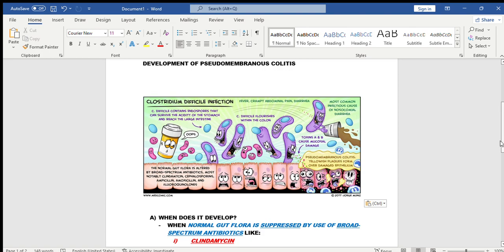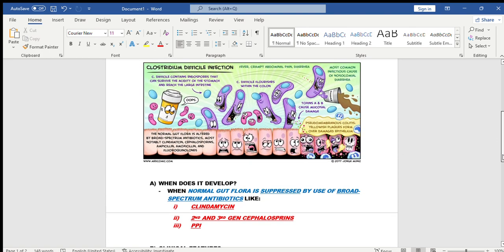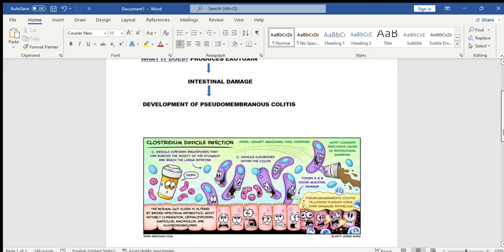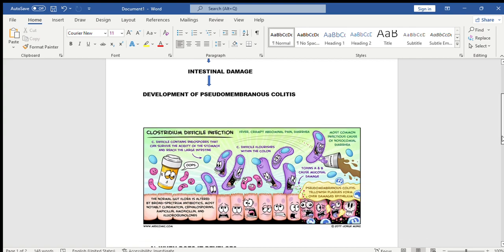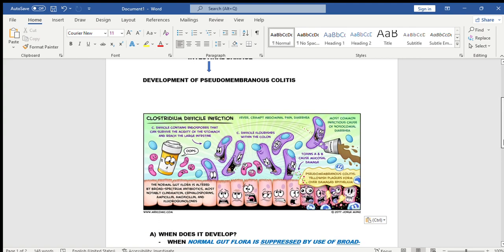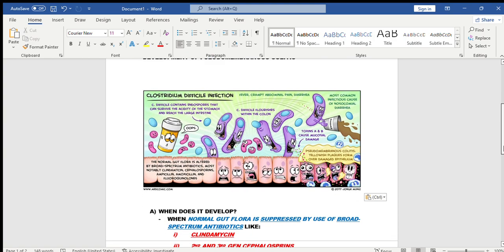Now why does that happen? Why does it happen only in hospitals? That's an important question. The problem is, when somebody is admitted to a hospital with an infection, let's say, you get a broad spectrum antibiotic to treat that infection. Now that's when it gets tricky. When you give broad spectrum antibiotics, the normal gut flora is either altered or suppressed, and that's when this infection, Clostridium, becomes hostile. The common antibiotics.